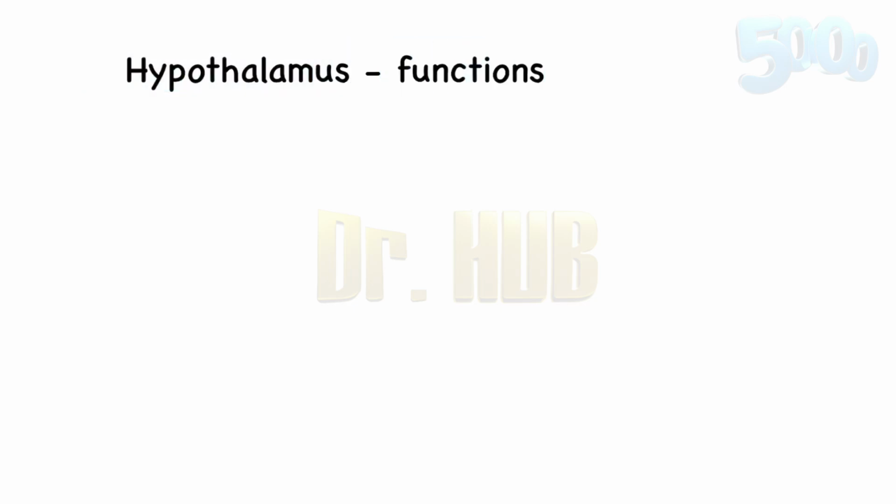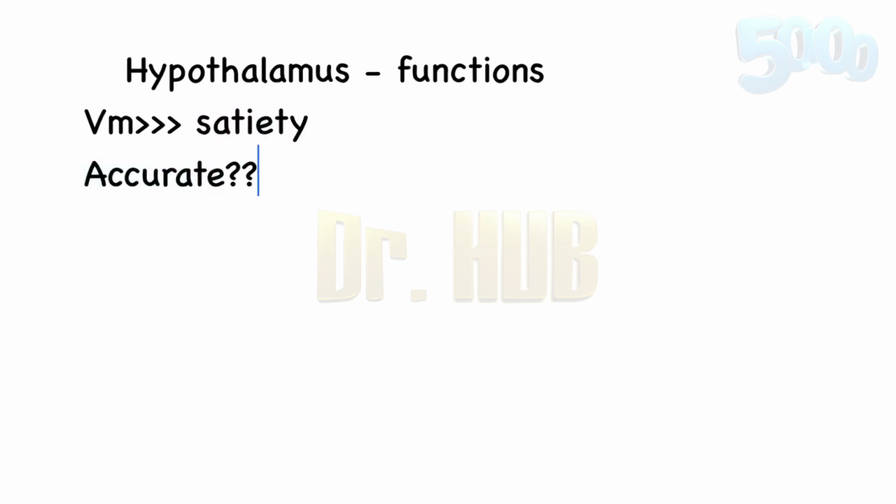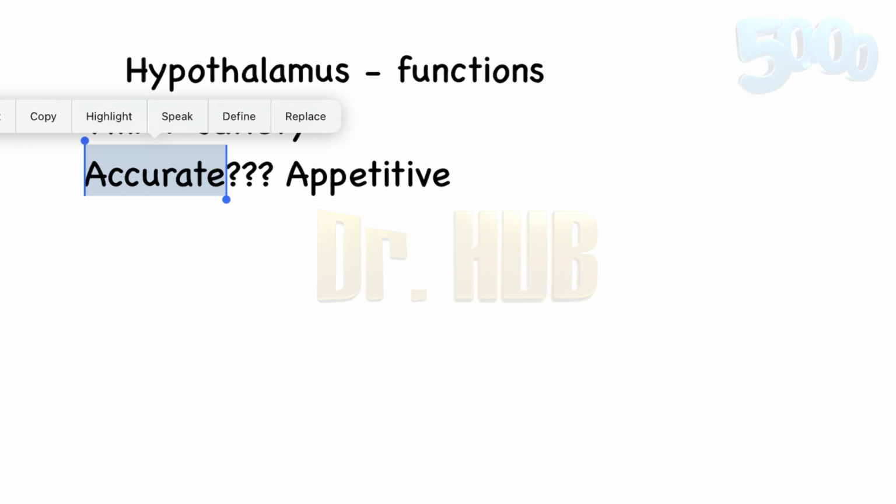Let's look into the functions of the hypothalamus. So first, what about the ventromedial? Ventromedial is associated with the satiety. Then comes the arcuate. The arcuate either increases or decreases the appetite. So arcuate is concerned with the appetite.